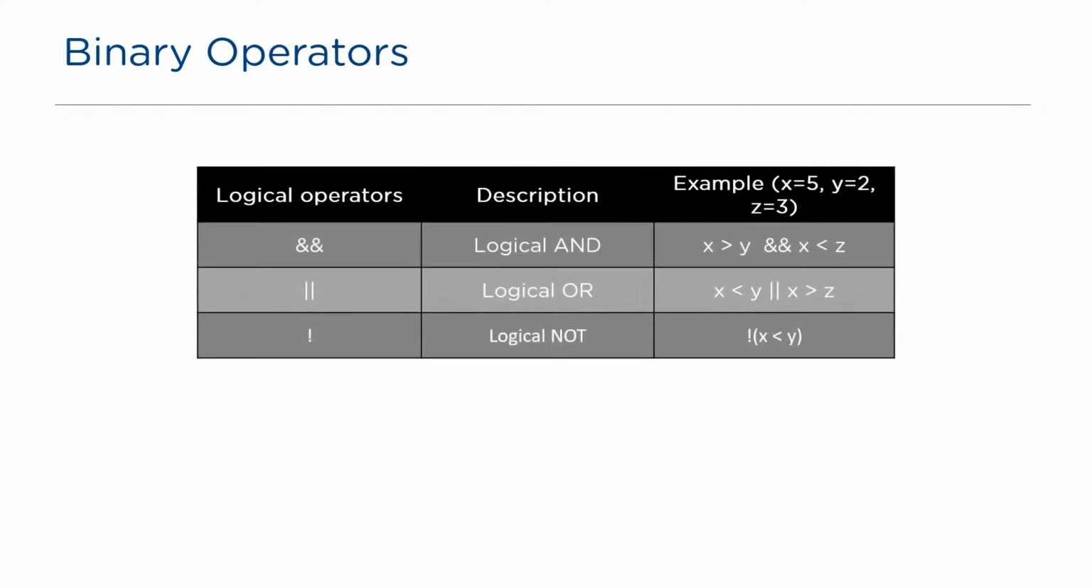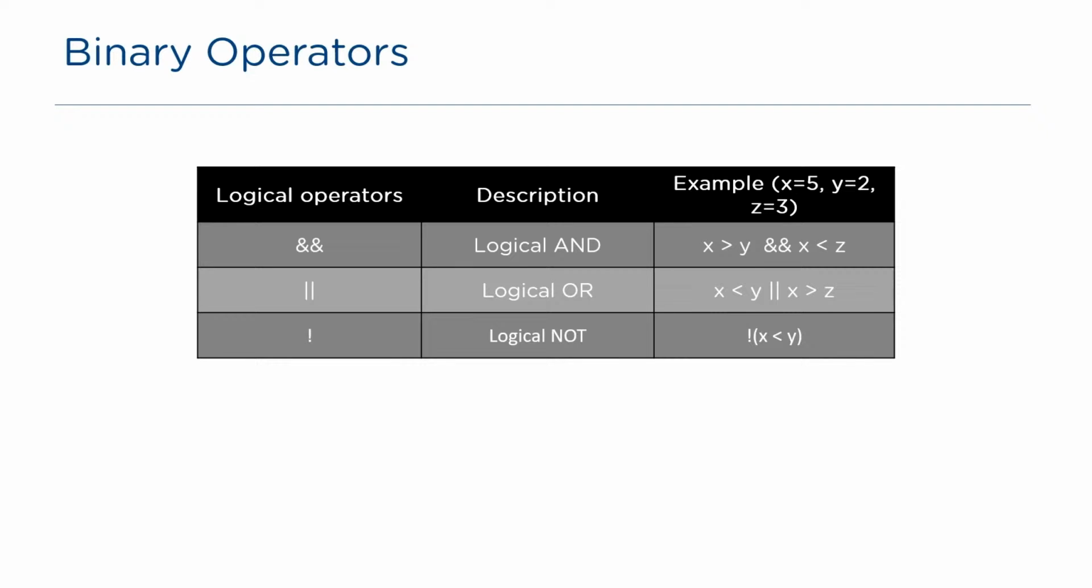The following binary operator is the logical operator. In that we have the logical AND, OR, and NOT operators. So let us consider the example x greater than y, logical AND x less than z. The logical AND operator returns the value true if both conditions are valid. Otherwise, it will return false. Next, the logical OR operator returns true if either condition is true. Else, it will return the value false. As discussed before, the logical NOT operator complements the value.